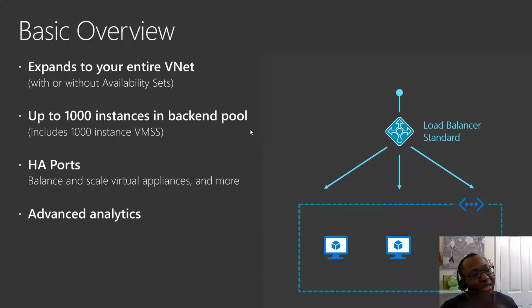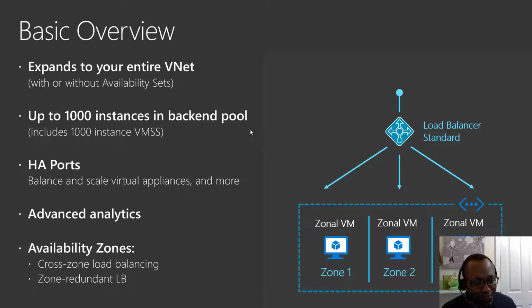Again, it can go up to 1,000 instances rather than up to 100 instances in the case of basic load balancer. There are a bit of caveats that we'll talk about when we get to look at this in more detail. This is a deep dive presentation. HA ports is another thing where we can balance and scale virtual appliances, which we'll look at a bit more. And then we have the advanced analytics, which we'll also cover within the section for monitoring and analytics.